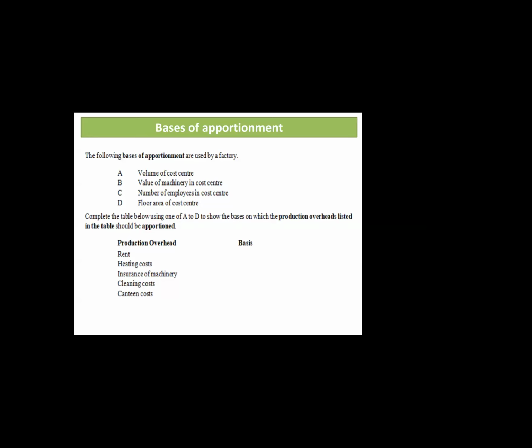So rent, we can allocate rent using the floor area of the cost center. Then heating cost, volume of cost center. Very good. Then insurance of machinery, value of machinery in cost center. Excellent. Then cleaning cost.